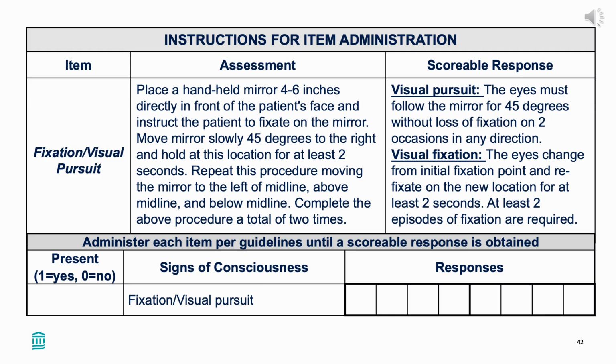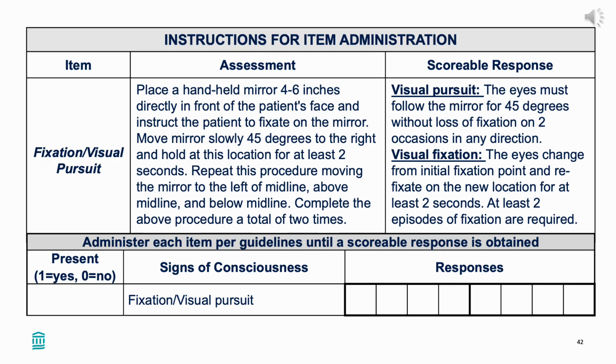at least 2 seconds. Then the examiner will repeat this procedure by tilting the mirror to the left of midline and above and below midline, holding the mirror in each position for at least 2 seconds in each location. Each of these directions, above, below, left, or right of midline, counts as a trial that can be scored. This procedure is completed a total of 2 times so that the examiner can score a total of 8 trials.